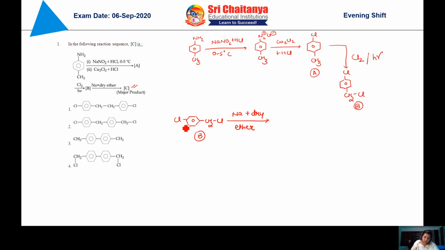This is the chlorine attached to the aromatic ring. Aryl halides do not react in Wurtz. So 2 moles of this will now combine, and this is the structure of the major product C, which will be obtained in this particular question. So this C is given in option number 1. So the correct answer for this particular question has to be 1.